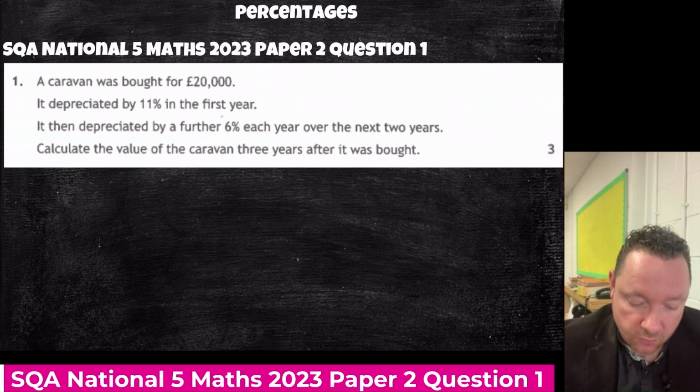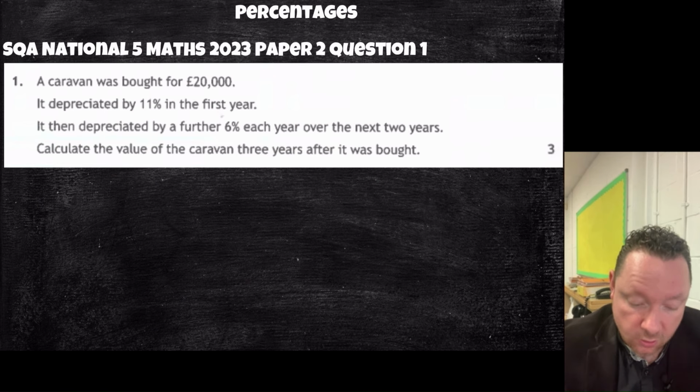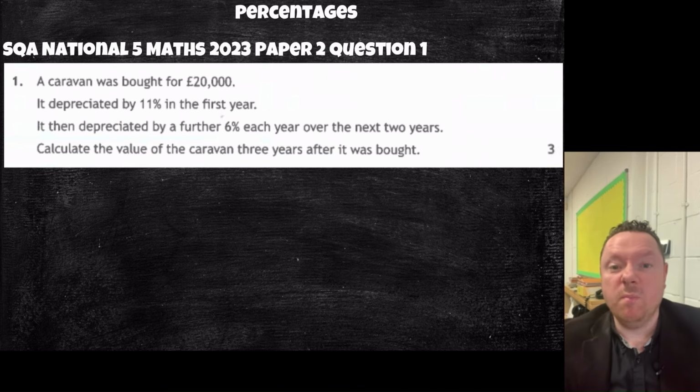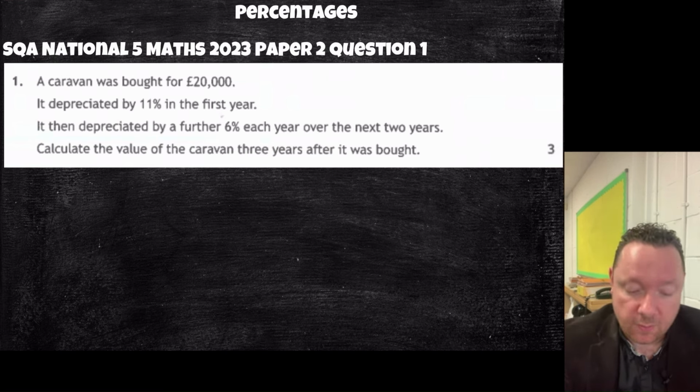SQA National 5 Maths 2023 Paper 2 Question 1. A caravan was bought for £20,000 last year. It depreciated by 11% in the first year, then it depreciated by 6% each year over the next 2 years. What's the value 3 years after it was bought? So this is a multiple one, which is the first time it's come up for a while in National 5, but it comes up in apps quite often.